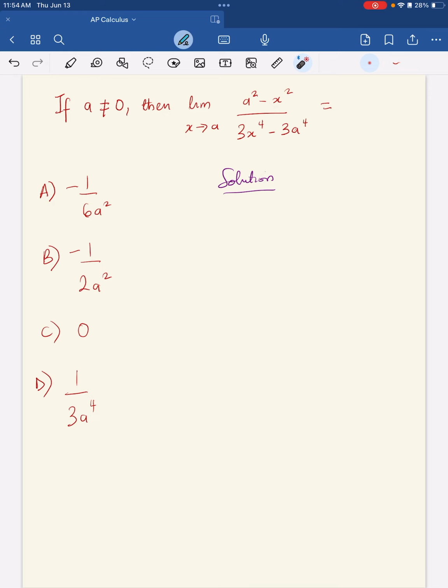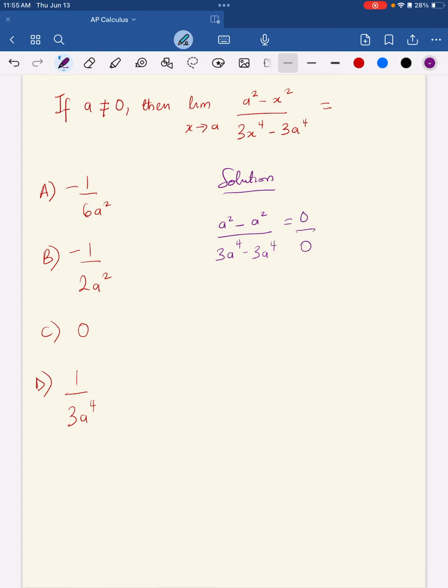So if I try that, what's going to happen? If I put x as a in this equation, that becomes a squared minus a squared, because x has become a now, divided by 3a to the power of 4 minus 3a to the power of 4. So this becomes 0 divided by 0. Now 0 divided by 0 makes no sense. All right, so I know that direct substitution would not work in this case. So I want to try something else.